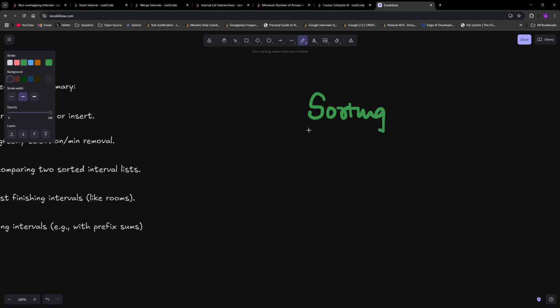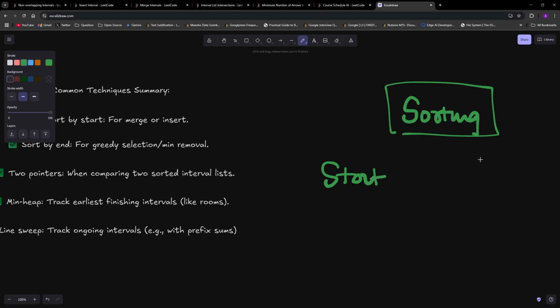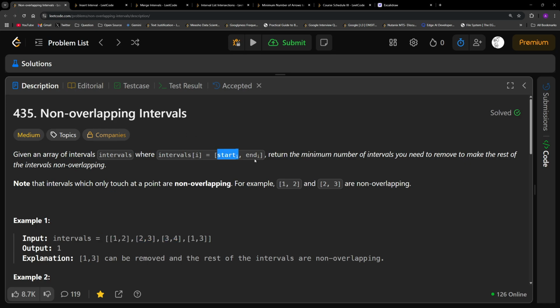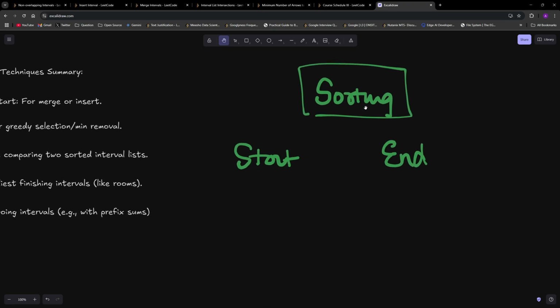What will be the optimal sorting strategies? I had told you that in almost all of the questions I have encountered, the sorting is based either on the start or on the end. Whenever an interview question is given to you, either the start will be given or the end will be given, and based on that you have to decide how your list should look.